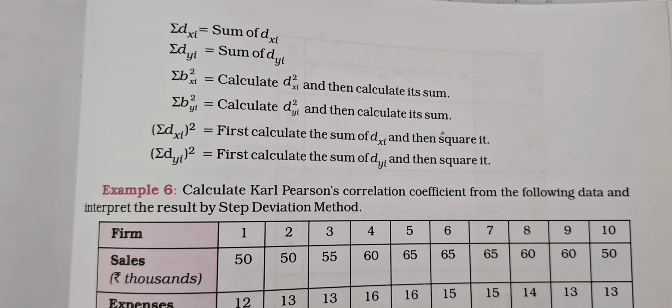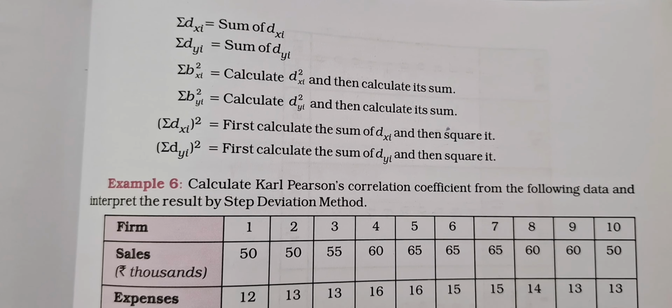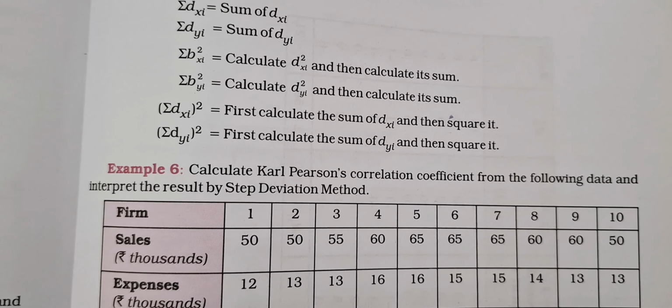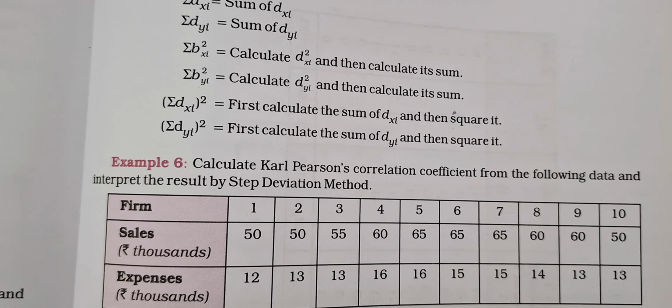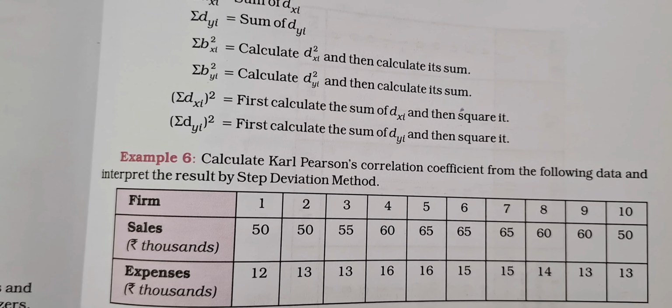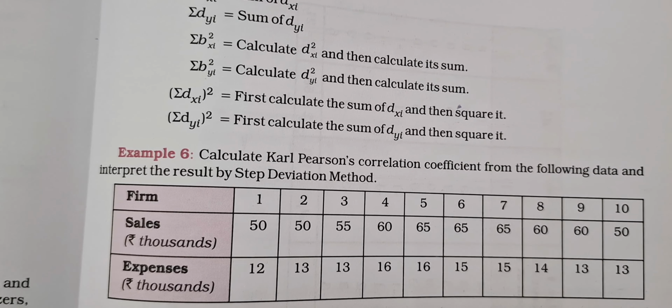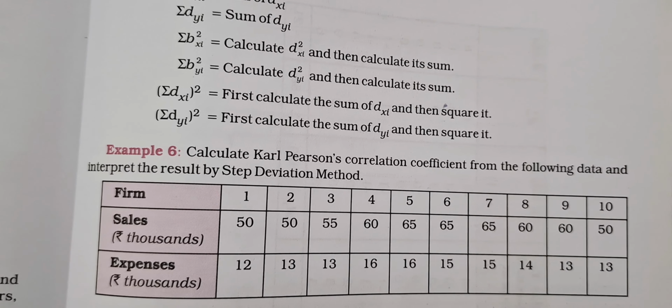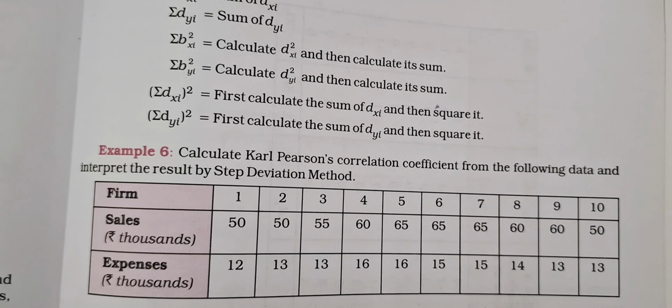Summation of dxi square equals calculate dxi square and then calculate its sum. Summation of dyi square equals calculate dyi square and then calculate its sum. So summation of dxi the whole square equals first calculate the sum of dxi and then square it. Summation of dyi the whole square equals first calculate the sum of dyi and then square it.